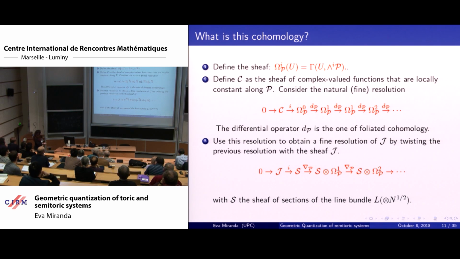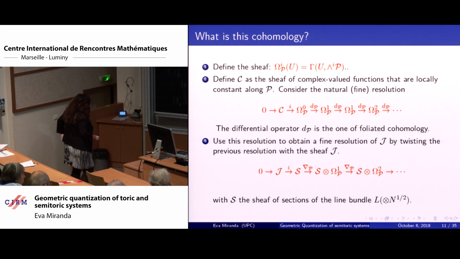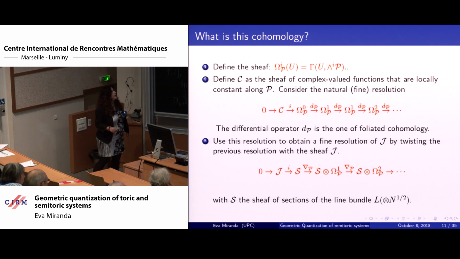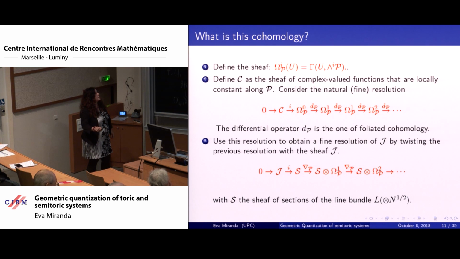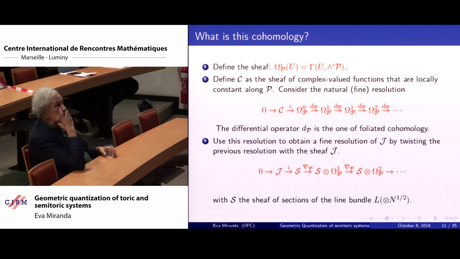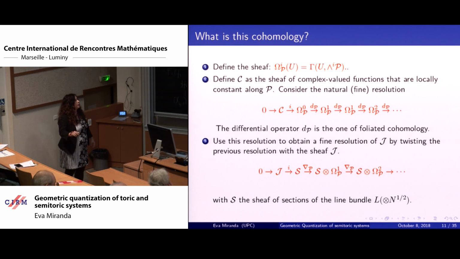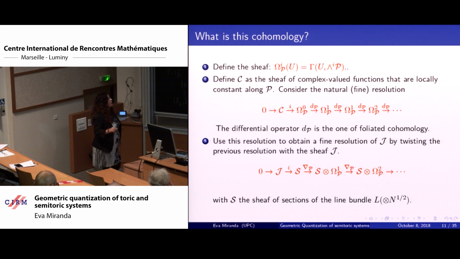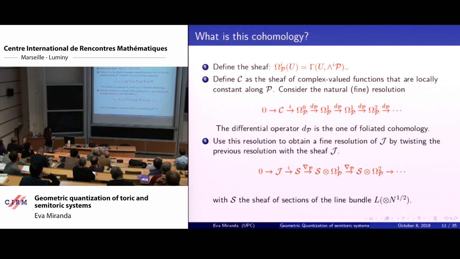The starting point I'm going to take is the point of view of foliated cohomology. In foliated cohomology, you have this complex here. Here I consider, instead of the sheaf of real valued functions, complex valued functions, because I'm going to need this, as I'm going to consider then sections of the line bundle. But initially I have a foliation. I can just consider the complex of foliated cohomology, in which I just consider sections of this bundle.